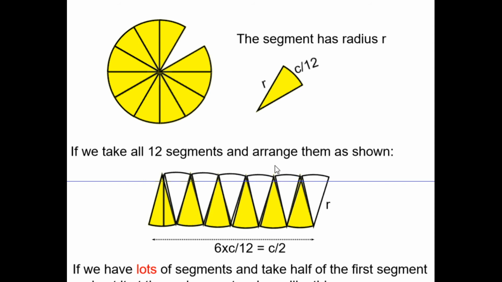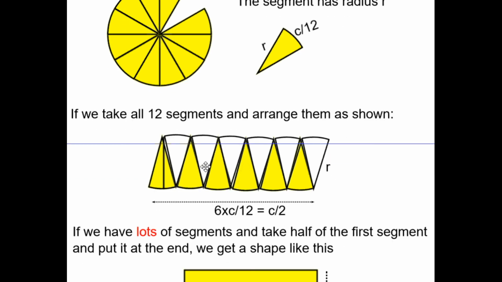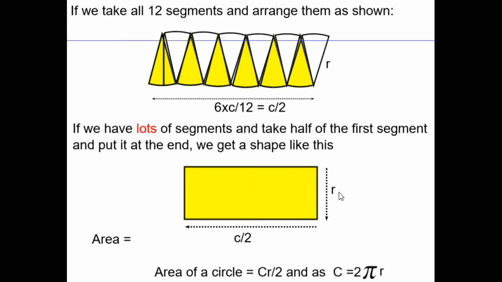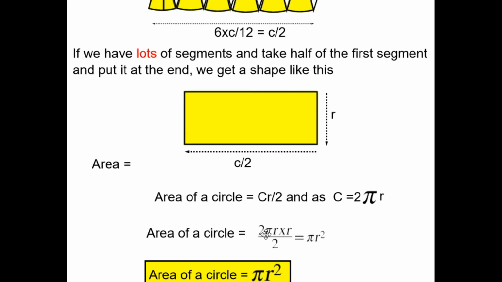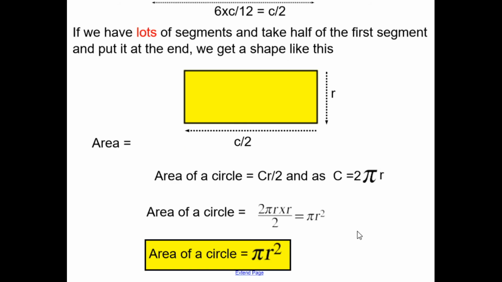If we take lots and lots of segments, arrange them, and then take this bit at the end here and put it at this end here, we get a shape like this. But this is c over 2, and that's r. So the area of a circle is like the area of a rectangle now, which is just c over 2 times r, or cr over 2. But we know c is 2 pi r. So we've got 2 pi r, which is c, times r over 2, which gives us pi r squared.